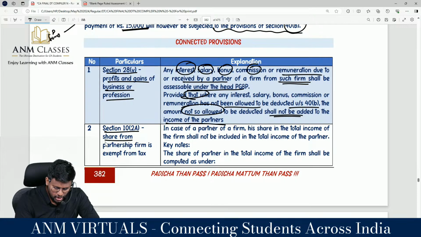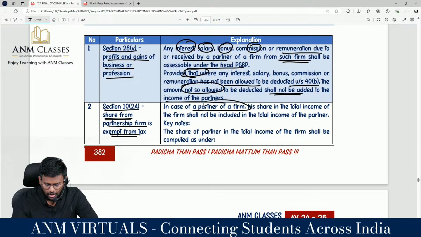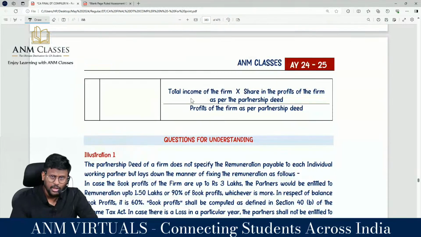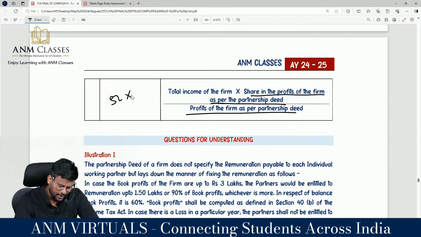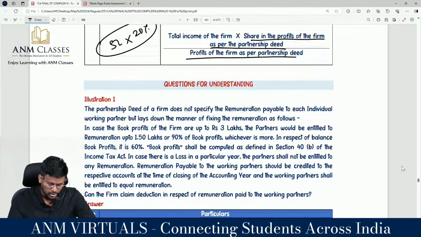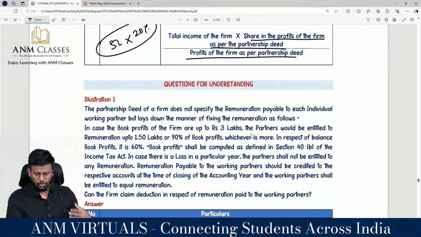Section 10(2A): share from partnership firm is exempt from tax. In case of a partner of a firm, his share in the total income of the firm shall not be included in the total income of the partner. Key note: the share of partner in the total income of the firm shall be computed as total income of the firm into share in the profit of the firm as per the partnership deed divided by profit of the firm as per the partnership deed. For example, if 5 lakh rupees is the profit and my percentage is 20%, 5 lakh into 20% is my share of profit. That's it.